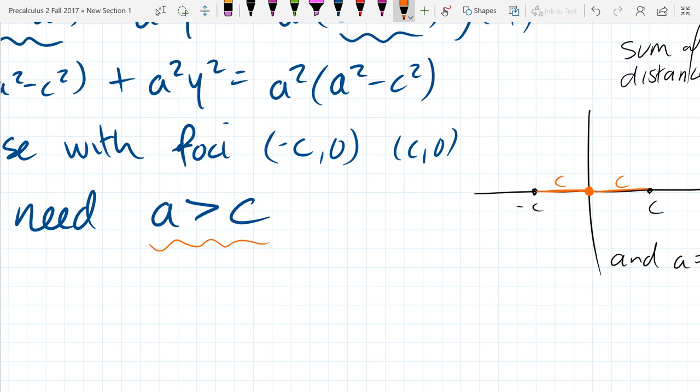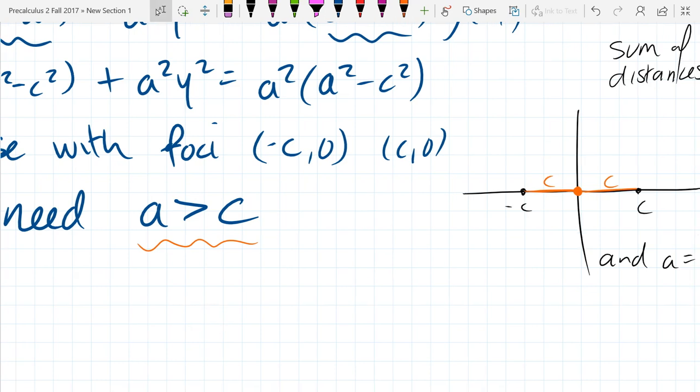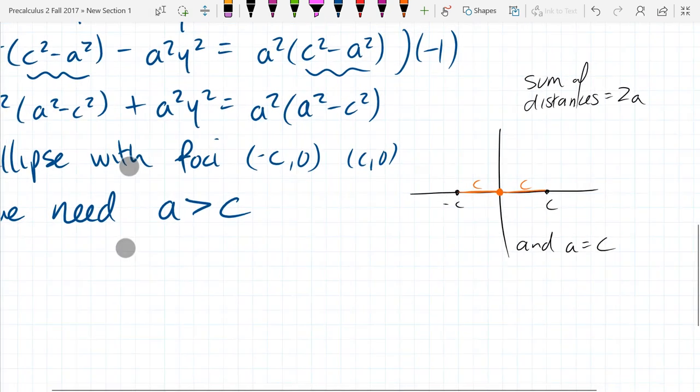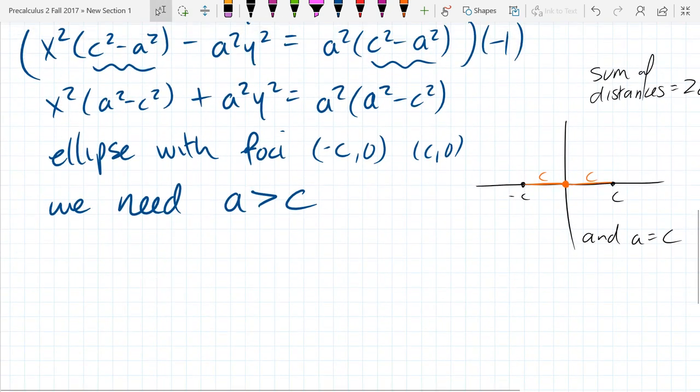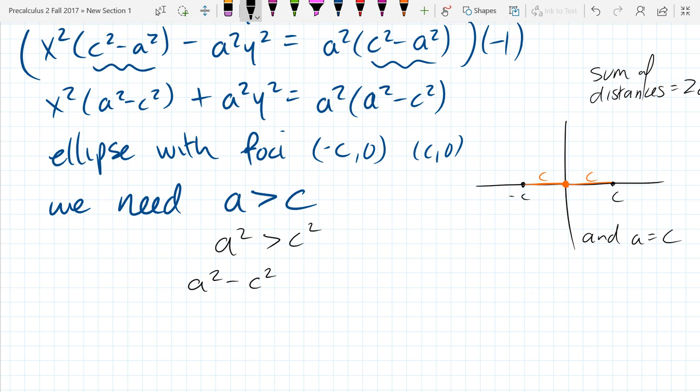If a is ever less than c, there's no point that's going to have that sum of distances between these two. So a has to be greater than c, or else your ellipse is one single point. All right, so we need a to be greater than c. And that means a squared is greater than c squared, so a squared minus c squared is greater than 0.